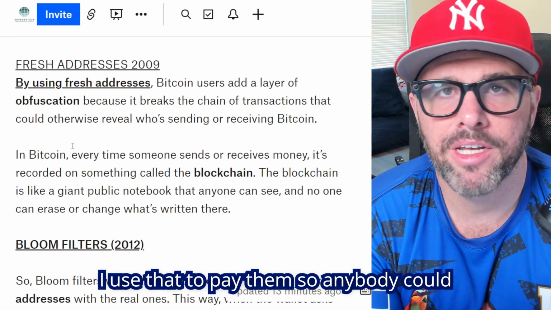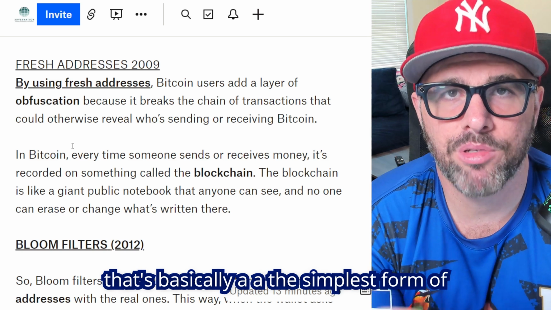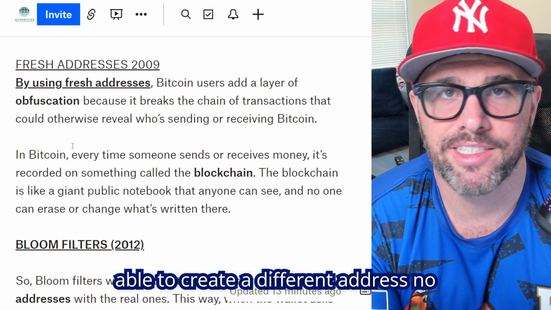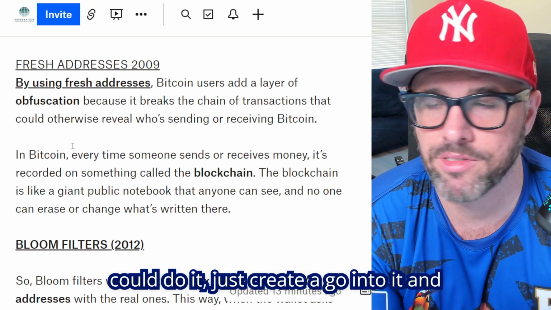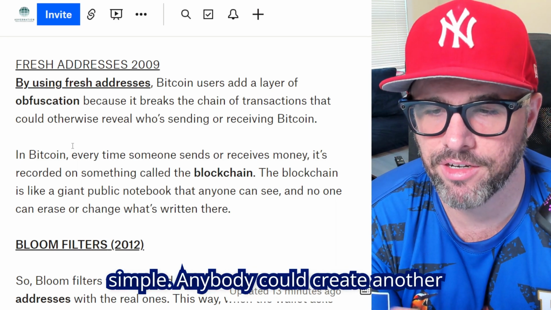So anybody could generate a fresh wallet anytime. So that's basically the simplest form of obfuscation in Bitcoin: you're able to create a different address no matter who you are. Anybody could do it. Just go into it and create an address. Boom, it's very simple. Anybody could create another address now.